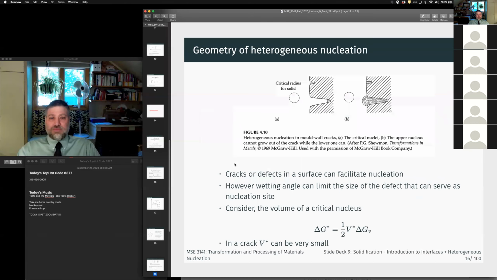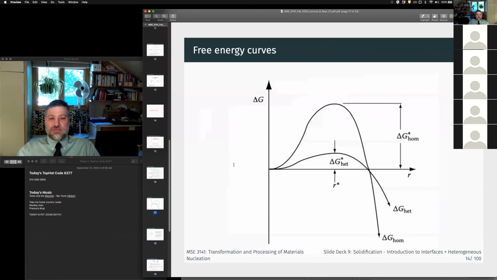So the humps look pretty similar for both of them. It's just that the heterogeneous requires less temperature to get over that hump. So the hump is for a given undercooling. So remember, these free energy curves are at a constant temperature.